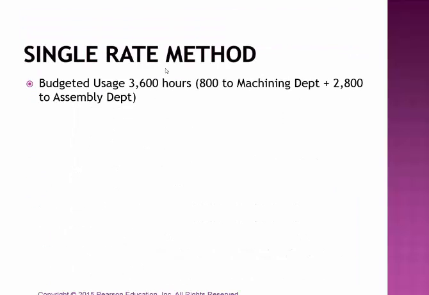All right, so the single rate method, we're going to take the budgeted usage, the 3,600 hours, 800 of which was budgeted for the machining department and 2,800 budgeted to the assembly department, and we're going to use that as our allocation base, or not our rate, but our allocation usage.